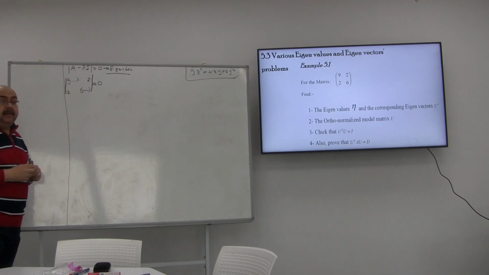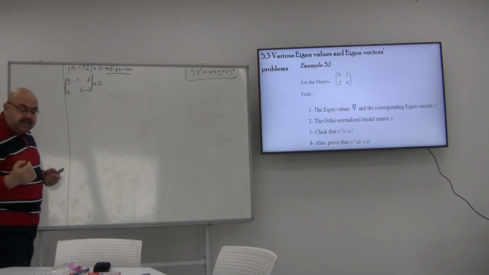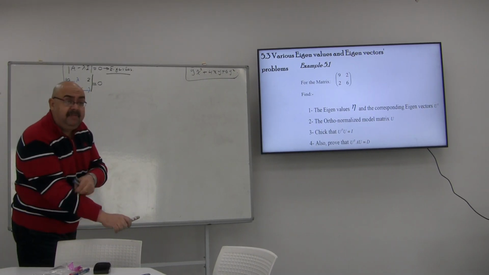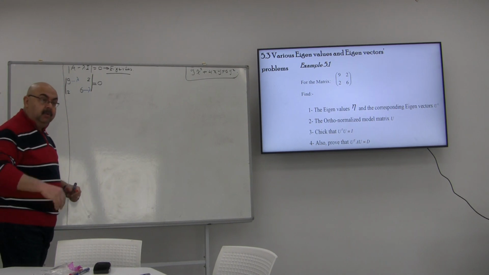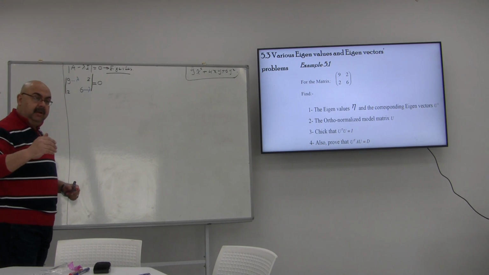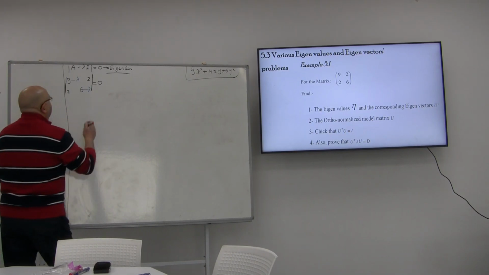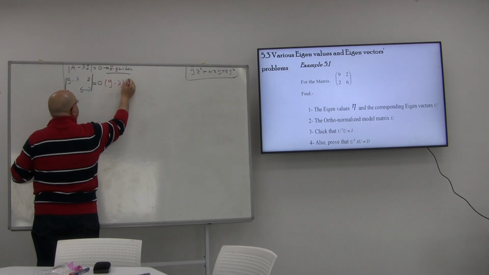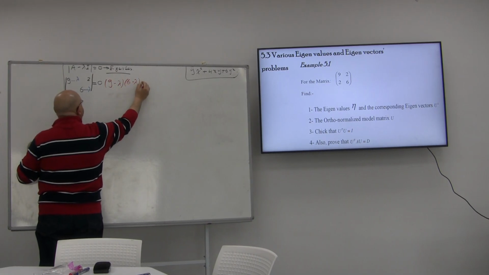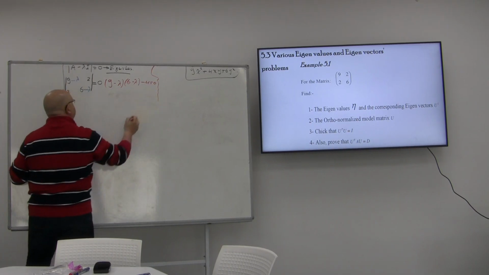Are you with me? So the second step, this is an equation. Try to expand this equation and simplify it. How to get the value of this determinant? I will multiply the elements of the principal diagonal minus the elements of the secondary diagonal, which means I will have (9 minus lambda) times (6 minus lambda) minus 4, and all of this equal to 0.